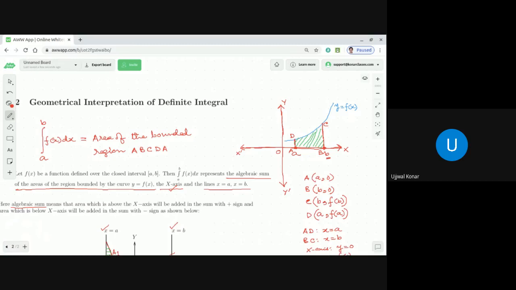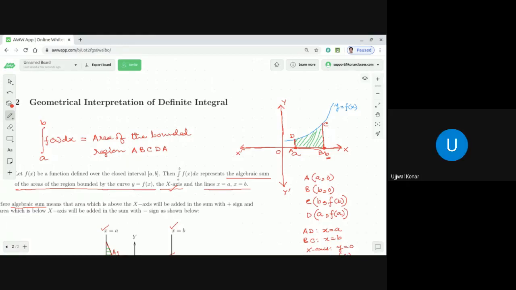If I say find the area of a rectangle where the two opposite sides are coinciding, then you will say, sir, it is 0. Correct or not? Yes. But if A is less than B or greater than B, you can do it. In this case, B is greater than A.